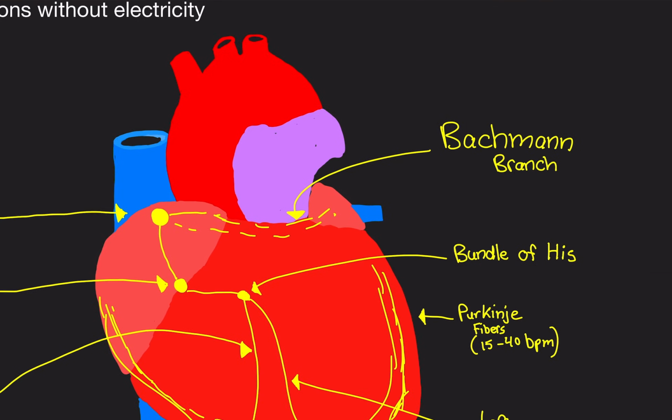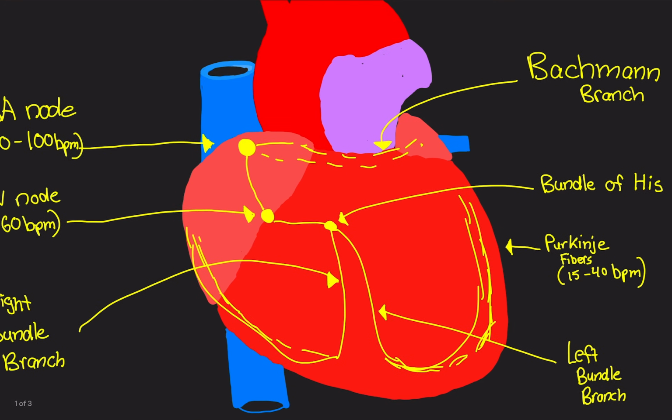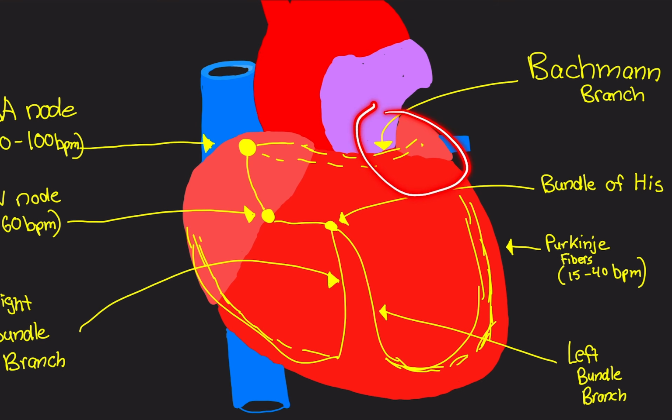Now, something that's not usually taught in class, which I don't know why, to be honest, it really should be, is something called the Bachmann branch. So far from this diagram, we went over the right atrium and the ventricles. But how do we actually contract the left atrium? Well, that's what we use the Bachmann branch for. So when the SA node fires and generates an electrical potential, some of that electrical potential, yes, goes down to the AV node like normal, but some of it also goes horizontally down the Bachmann branch to contract the left atrium.